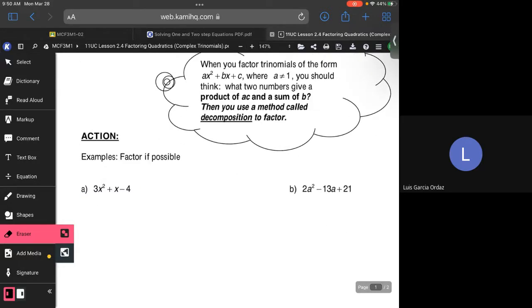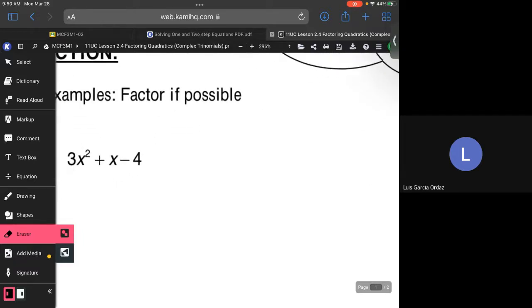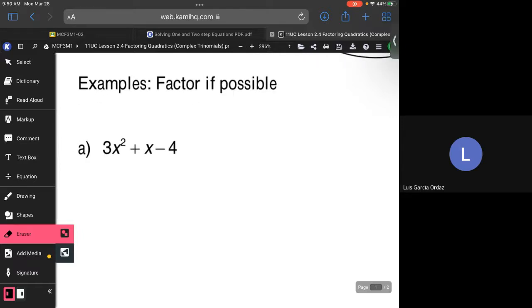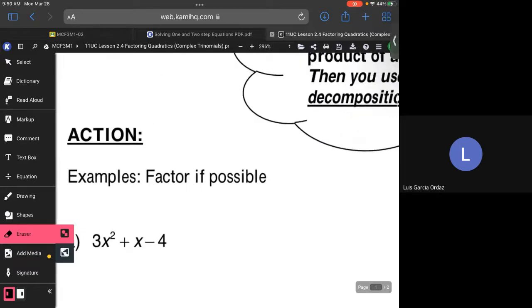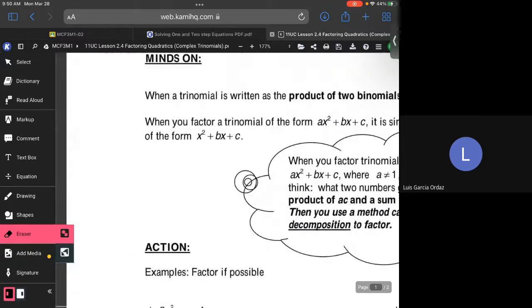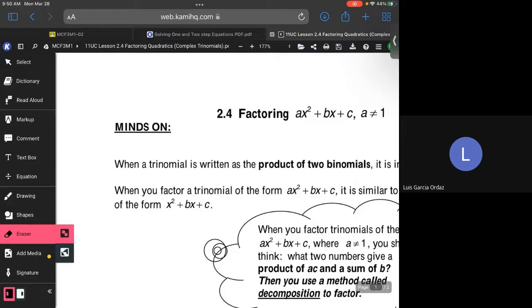This one over here, do I have a common factor at all? 3x squared plus x minus 4. Is there a common factor here? No. Okay, so this is considered a complex trinomial because there are no common factors. Before we get into complex trinomials, let's start off with a warm-up of simple trinomials.